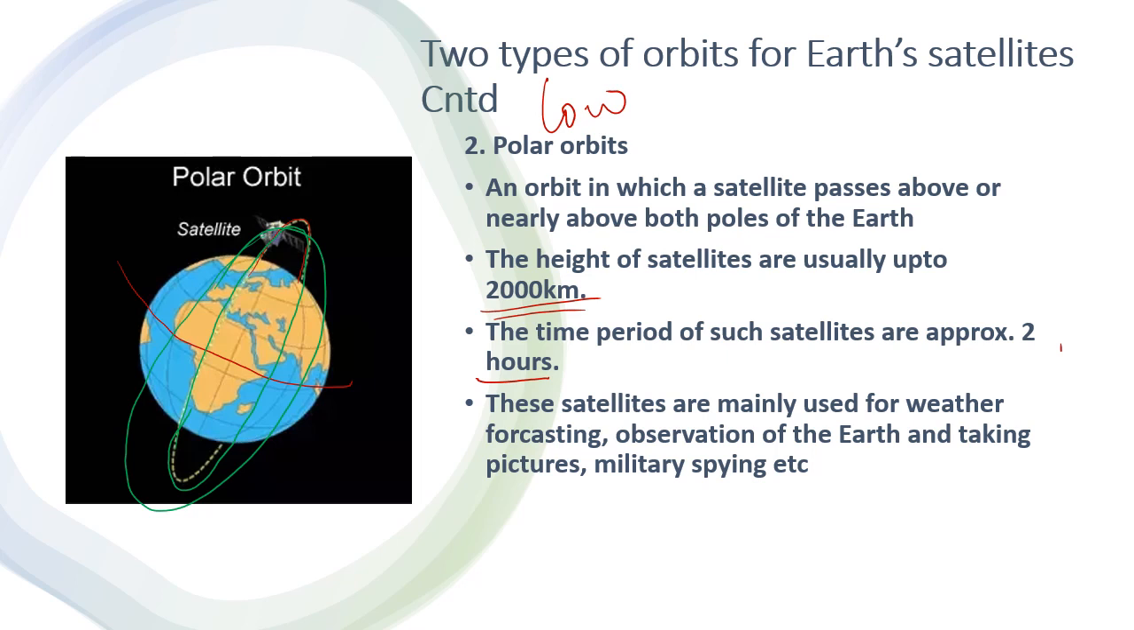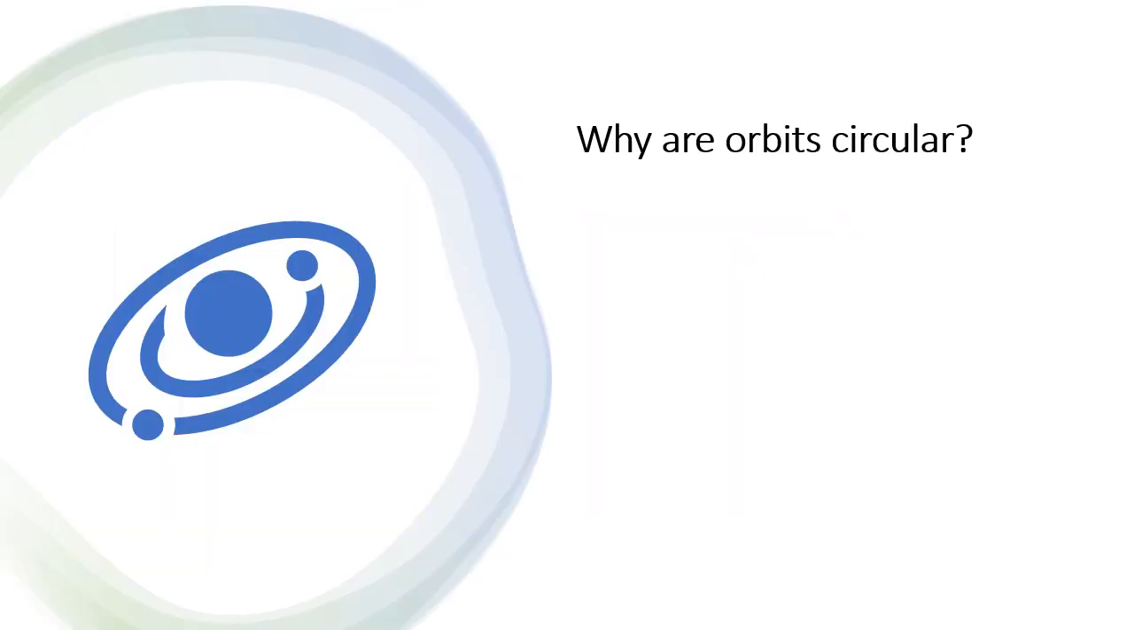So we saw that there are two types of orbits which artificial satellites moving around the Earth can take. We saw the properties or characteristics of each type of orbit and how one orbit is different from the other. But there is also a similarity between both orbits. If you go back and look at the pictures, you can see it doesn't matter whether it is a geostationary orbit or a polar orbit.